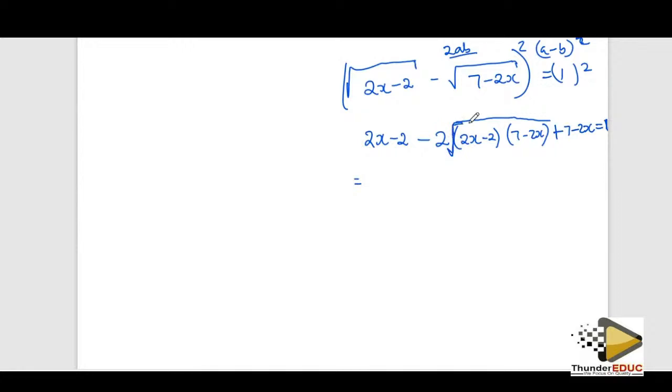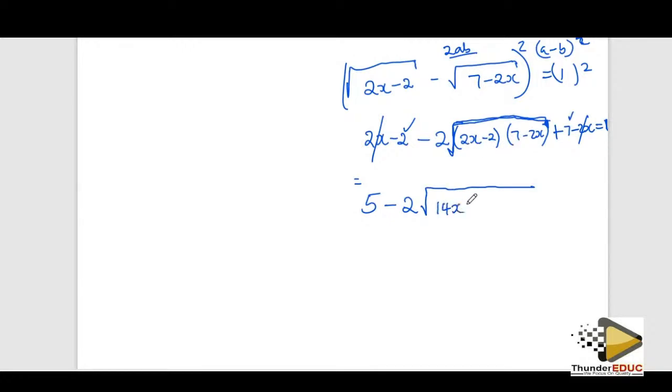This has to be under the root sign, because I'm multiplying both of them. Okay, so when I open this, I'm going to have 2x. Now let me just cancel this and I cancel that. This 7 and this 2, I'll have a 5. Minus 2, the root of, let me open this up, 2x and 7.